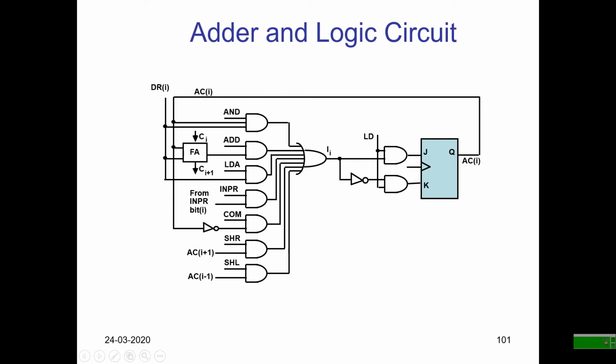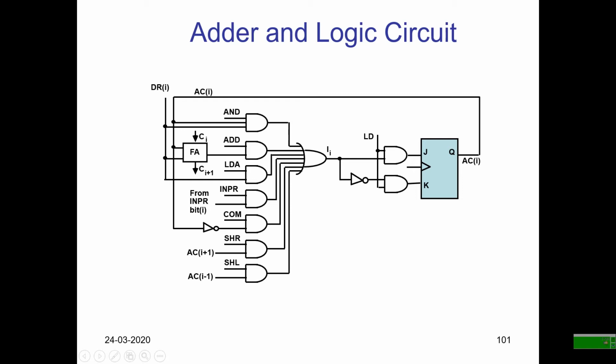The signals are AND, ADD, LD, INPR, COM, SHR, SHL. These signals are the same as we discussed in previous slides. These signals are coming from the adder and logic circuitry. In the same way, the other inputs are accumulated. That means the feedback, the result of the accumulator, goes to the input side of the 7 AND gates. Another input is your data register.